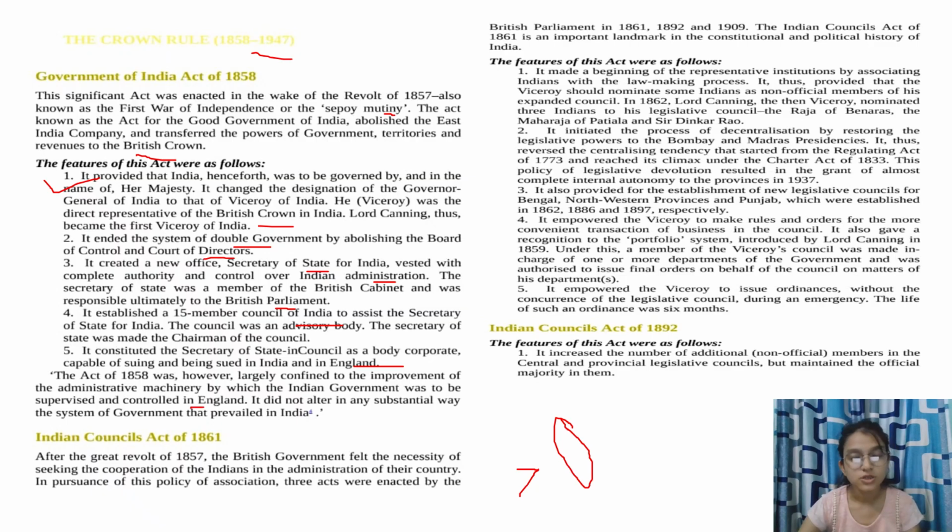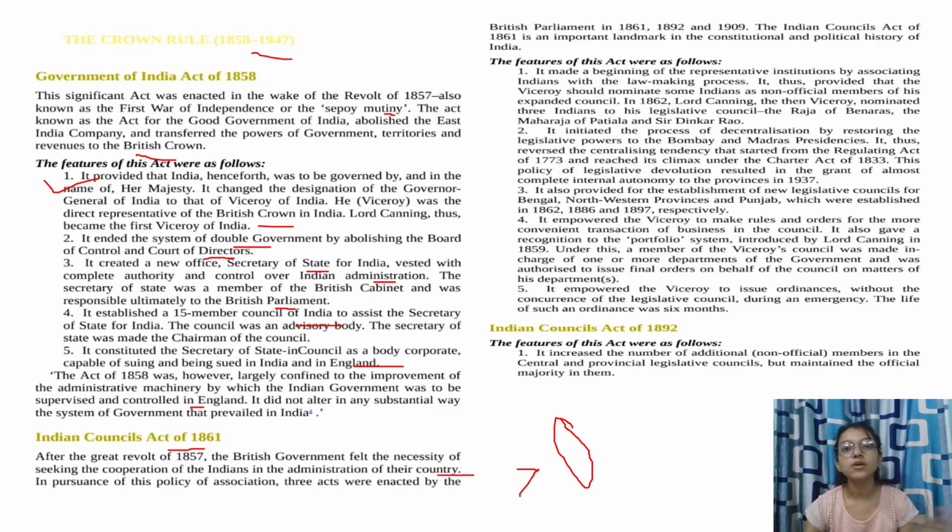So all this was done in order to make their administrative body more proper, and to have their ruling power over India in a more powerful manner. It did not alter in any substantial way the system of government that prevailed in India. Then we have the Indian Councils Act of 1861. After the Great Revolt of 1857, the British government felt the necessity of seeking the cooperation of the Indians in the administration of their country.